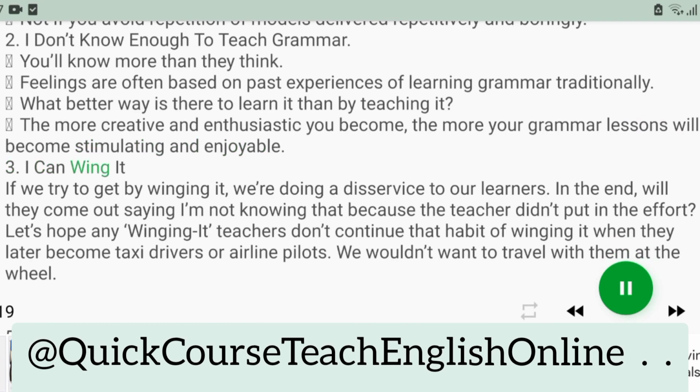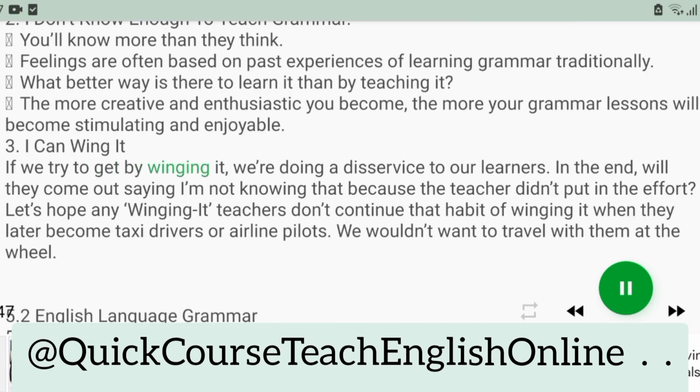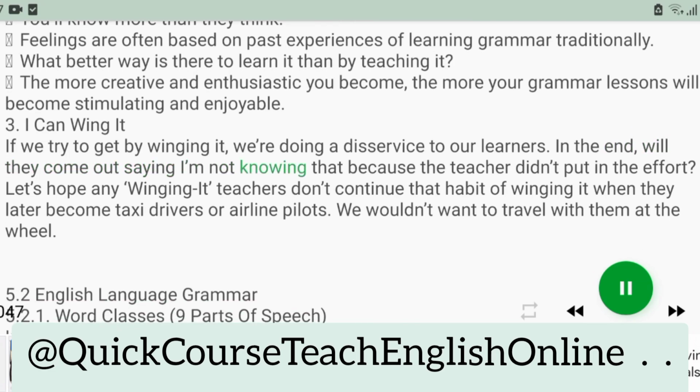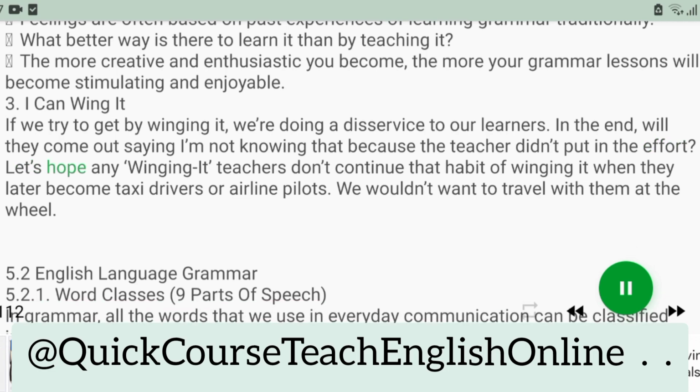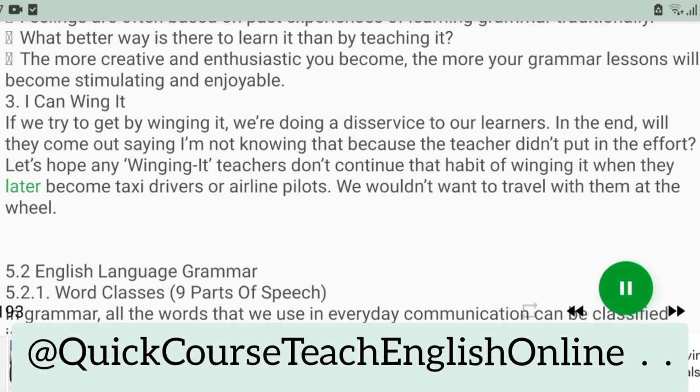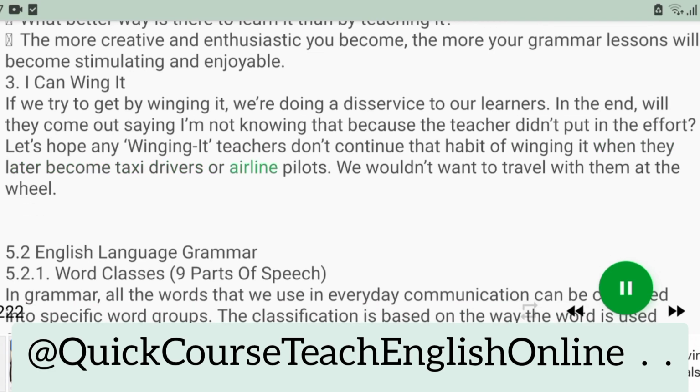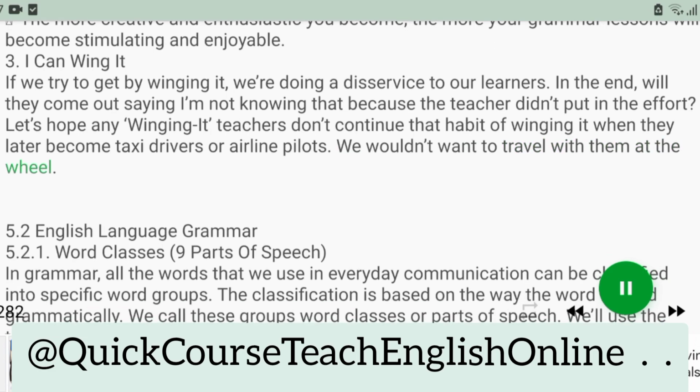3. I can wing it. If we try to get by winging it, we're doing a disservice to our learners. In the end, will they come out saying, I'm not knowing that because the teacher didn't put in the effort? Let's hope winging it teachers don't continue that habit when they later become taxi drivers or airline pilots. We wouldn't want to travel with them at the wheel.